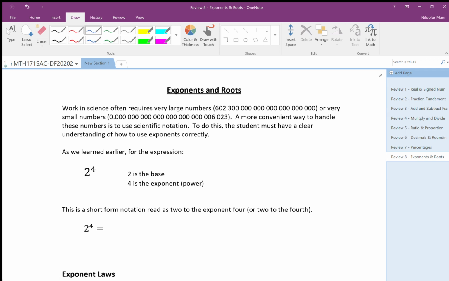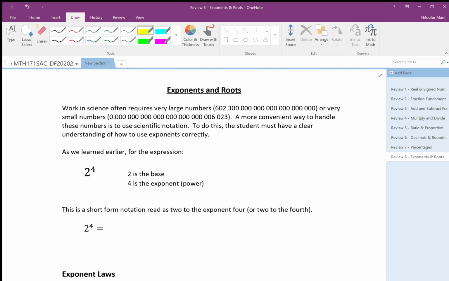Hi everyone. So this is the last review lesson that we have, and then we move on to topic 1, which is scientific notation. Before I start, I would like to just have an introduction on scientific notation.